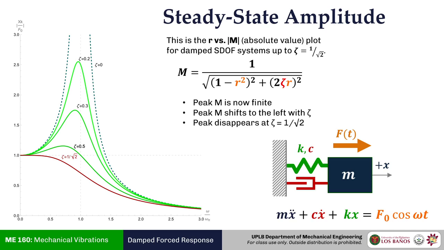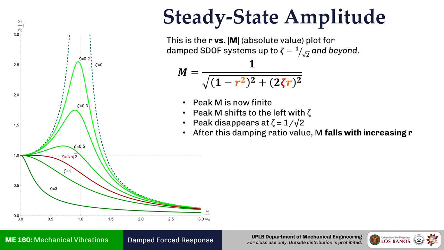Okay, paano naman kung nilagpasan natin si zeta equals 1 over square root of 2? What will the graph look like? It looks like this. So, essentially, after you've exceeded the damping of 0.707, etc., you no longer have a discernible peak. Hindi mo matatawag na peak yung r equals 0 kasi you have no frequency there. So, essentially, from that point on, yung amplitude mo ay bumababa as you increase the forcing frequency.